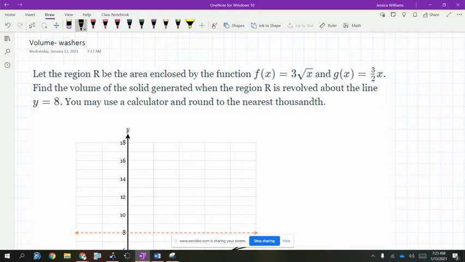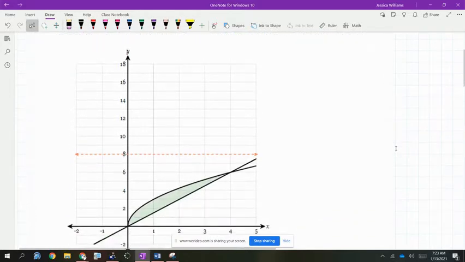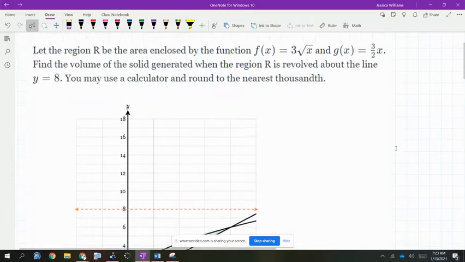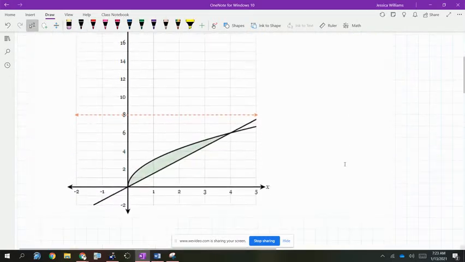Hey kiddos, today we're going to do more volume, but the shapes that we make when we do our rotations are going to be slightly different than Tuesday, just very, very slightly different. So here we have two curves and they've named them for us, f of x and g of x. So it looks like f is 3 root x, that must be this one. And this line is y equals 3 halves x.